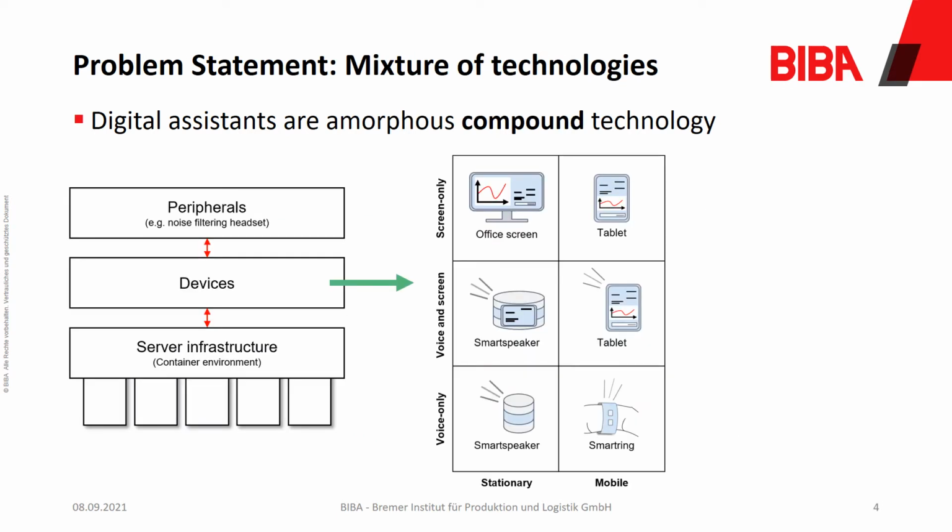The second part of the statement is the compound technology that we have. Compound means it's a mixture of technologies, and on the left-hand side you see a stack consisting of the server infrastructure, devices, and peripherals. I start with the devices because that's the most tangible aspect that you will realize as a human when it comes to the assistant, and there we have a variety of options how to interact with users. We can use voice and screen to certain degrees, ranging from voice only to screen only and something in the middle. And we have stationary and mobile devices that we can use.